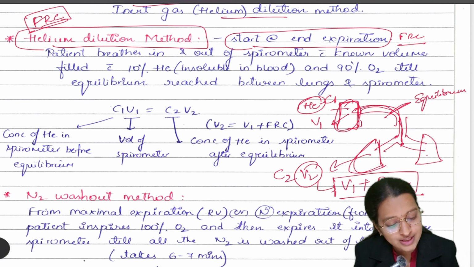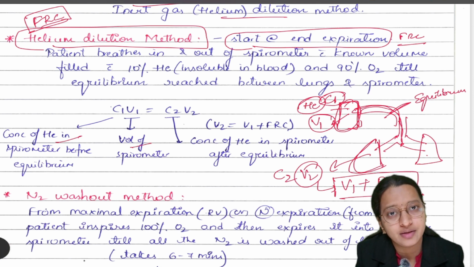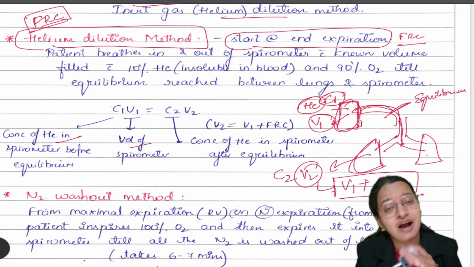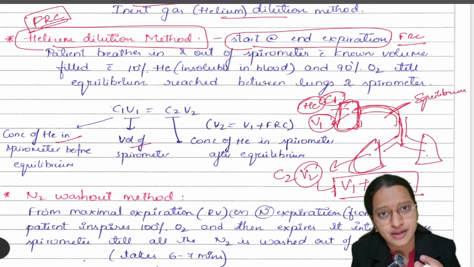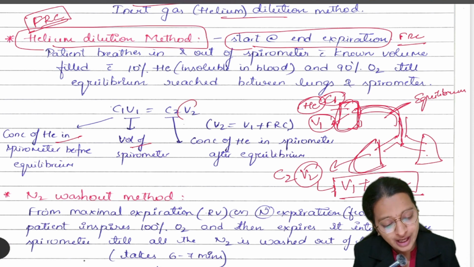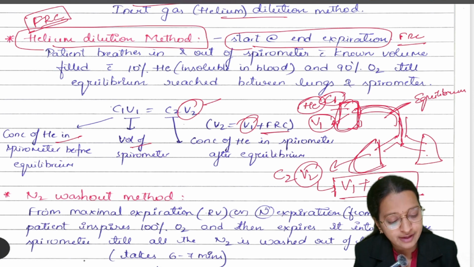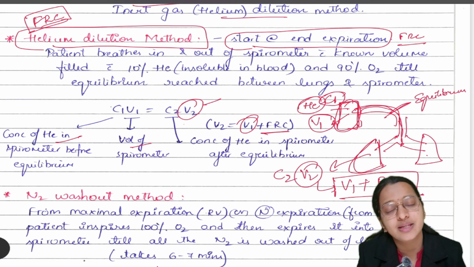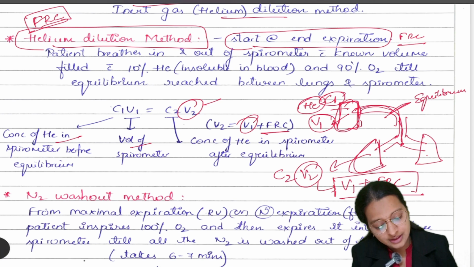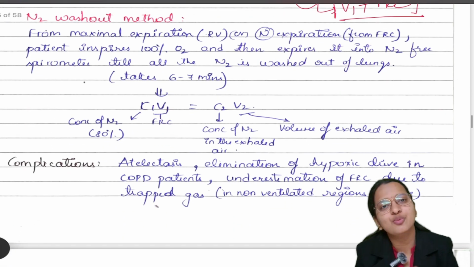So you know the C1 value, you know the V1 value, the concentration of helium and the volume of spirometer initially, before the equilibrium. After equilibrium, we'll again measure the concentration of helium in the spirometer. And the V2 we have to calculate. In the V2, you know V1 already. So the remaining would be FRC. This is one method. The other method is the nitrogen washout method.